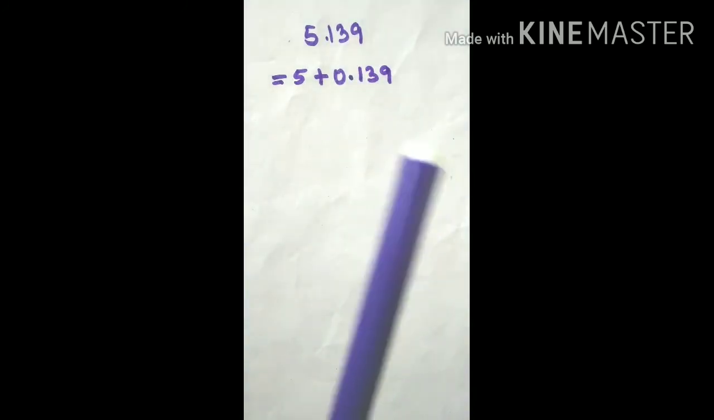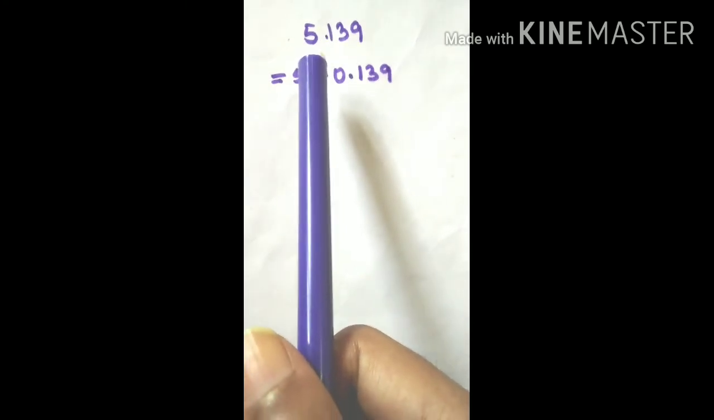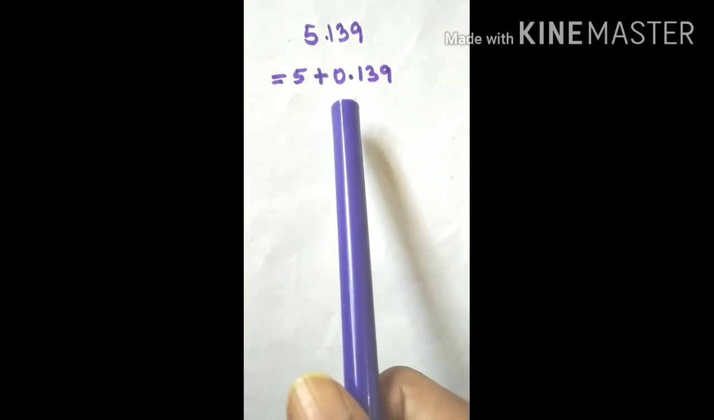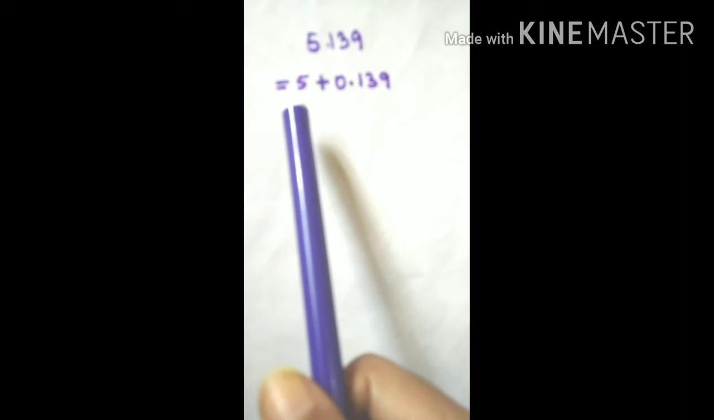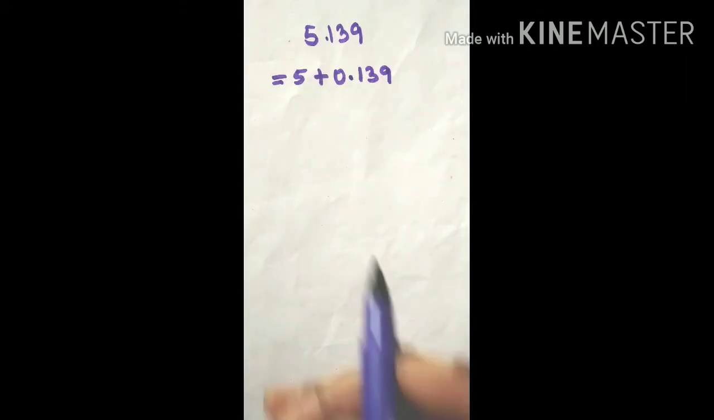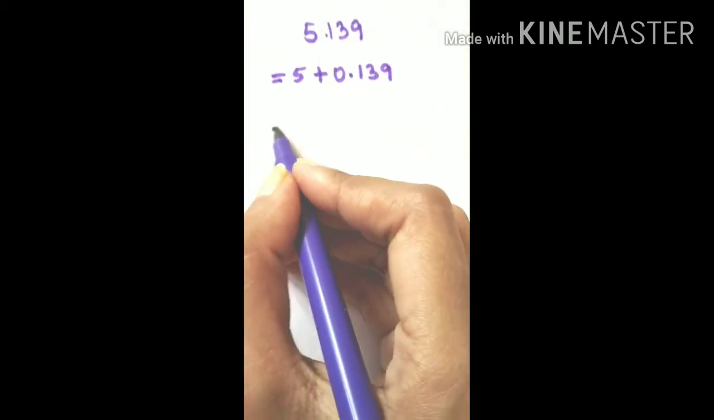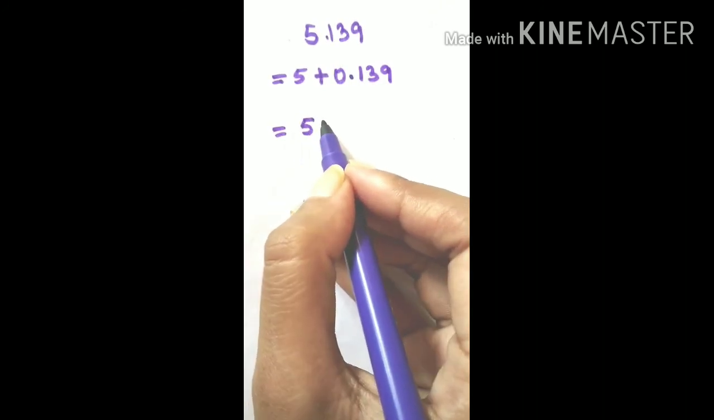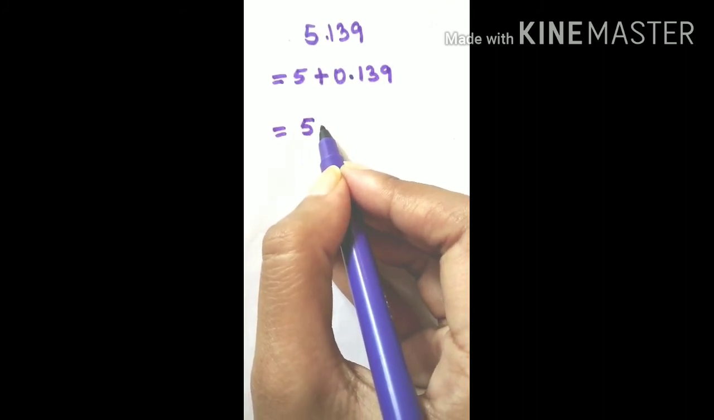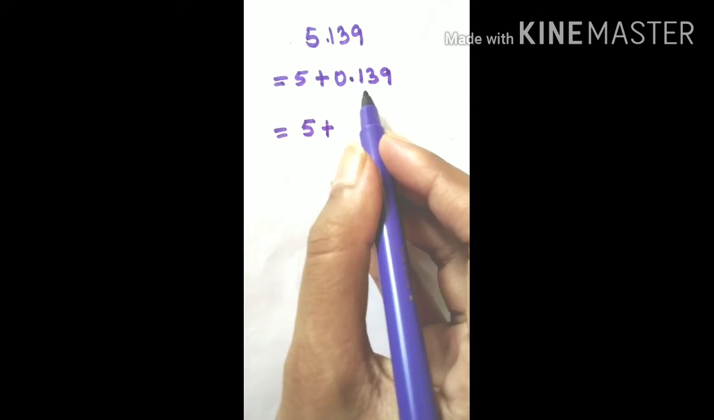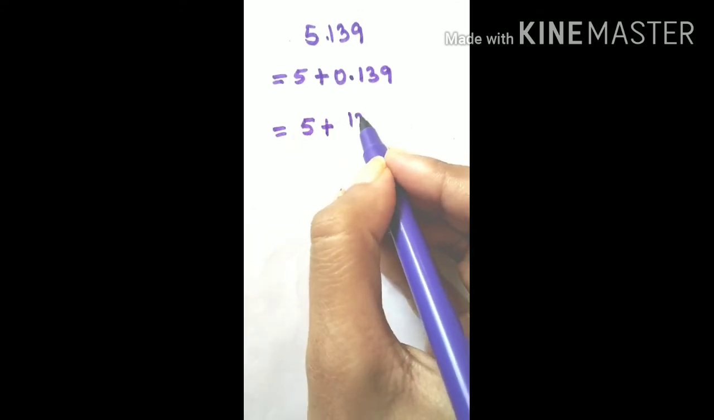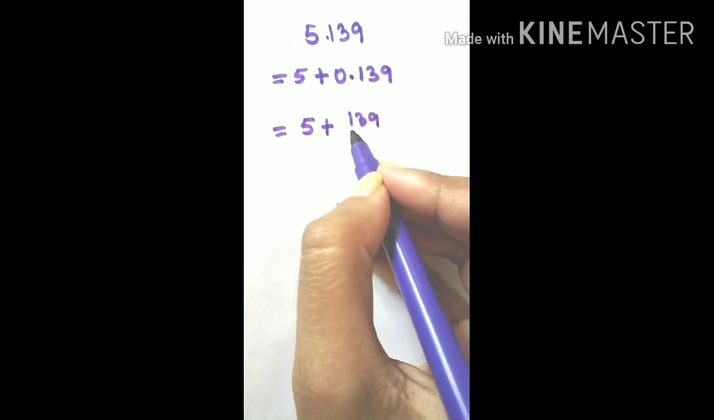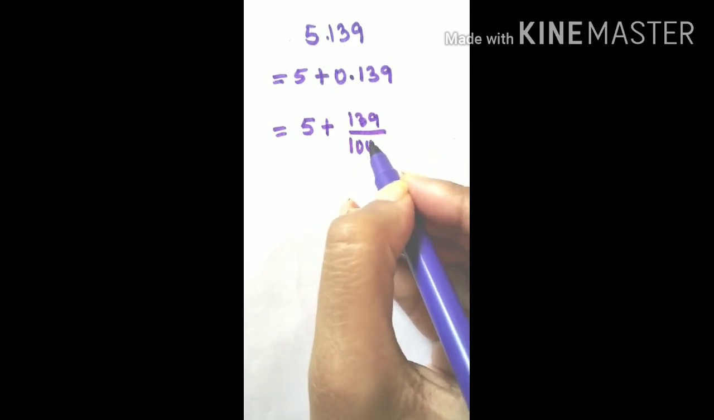Now students, since we are asked to change this into a mixed number, we will first change this decimal into a fraction, and 5 will remain the same. So in the next step, 5 will remain the same, and in place of 0.139, I will write 139 by 1000.